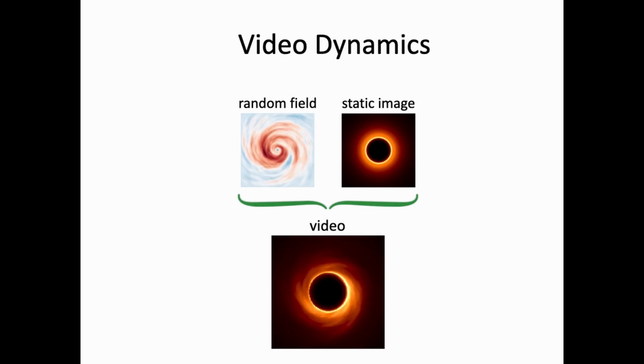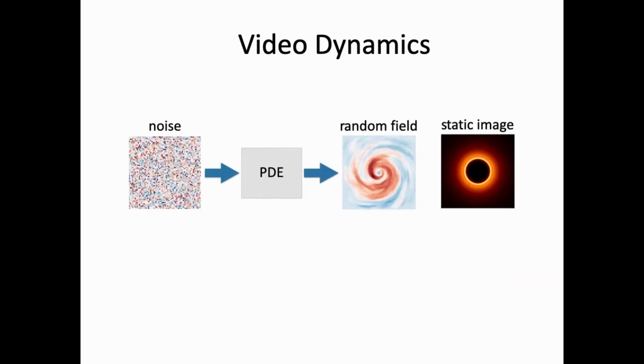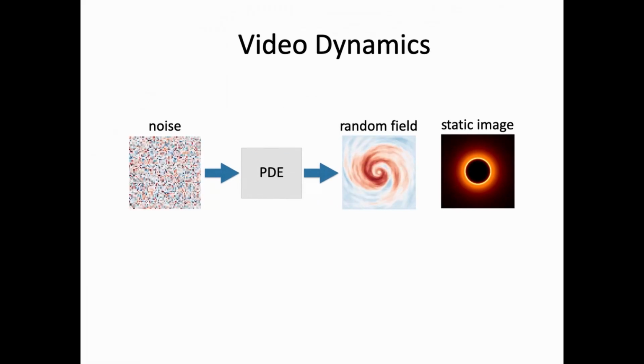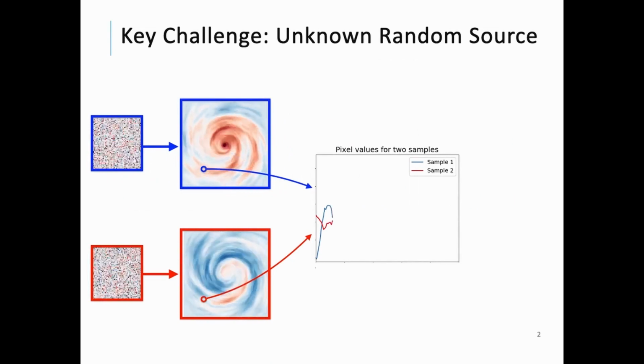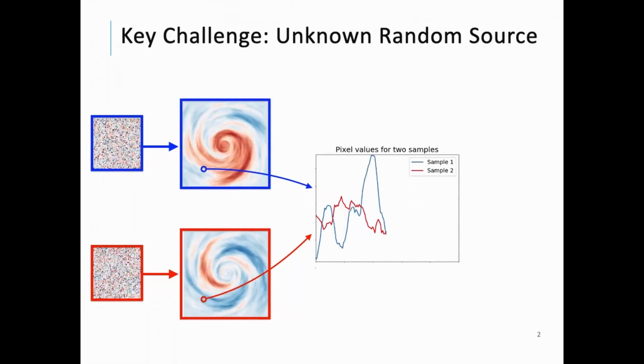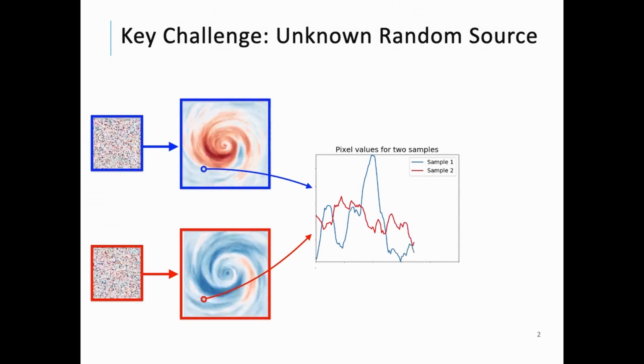We model a video as a composition of a static image and random dynamics. Random dynamics are given as a solution to a stochastic partial differential equation. A key challenge to estimating the dynamics is that pixel values are driven by an unknown random source, which we do not want to estimate.